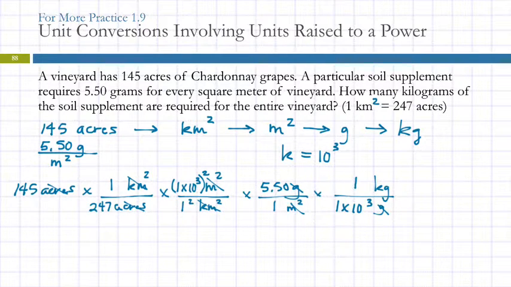Now it's plug and chug on the calculator. 145 divided by 247 times 1 EE3 squared times 5.5 divided by 1 EE3 equals.